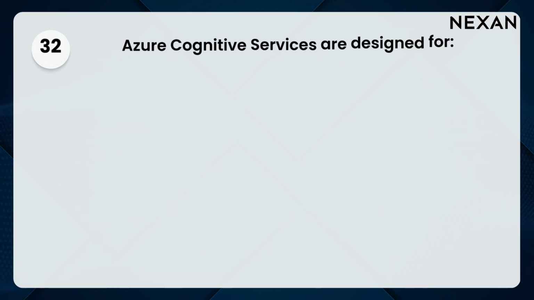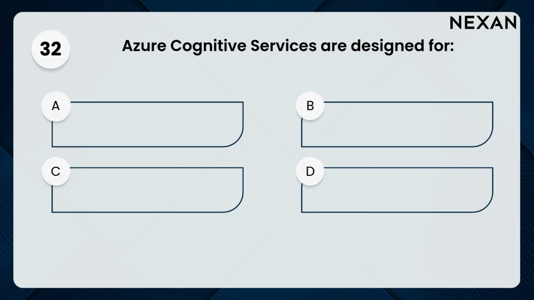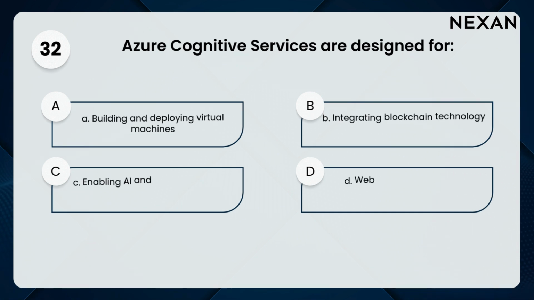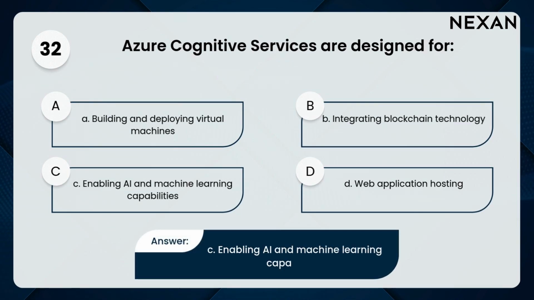32. Azure Cognitive Services are designed for A. Building and deploying virtual machines, B. Integrating blockchain technology, C. Enabling AI and machine learning capabilities, D. Web application hosting. Answer: C. Enabling AI and machine learning capabilities.